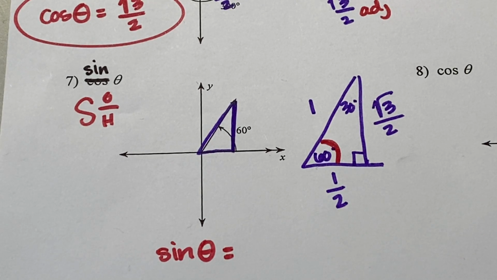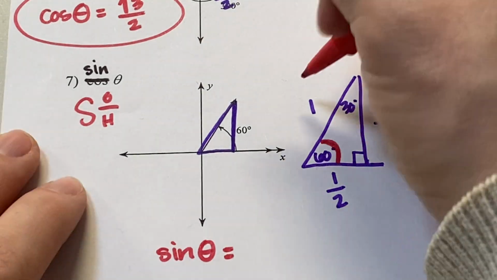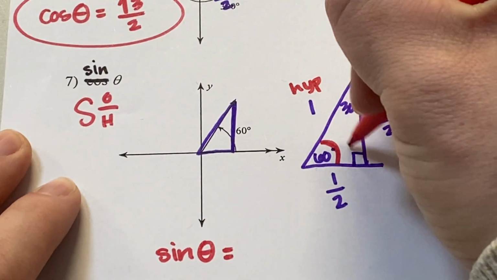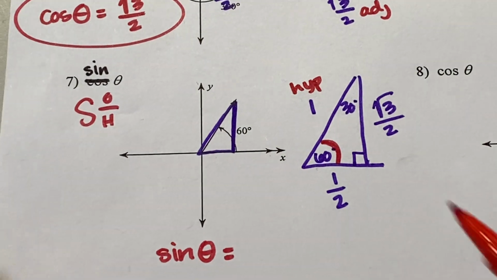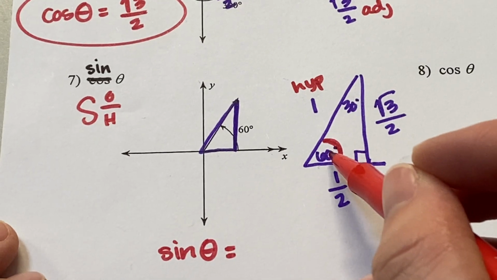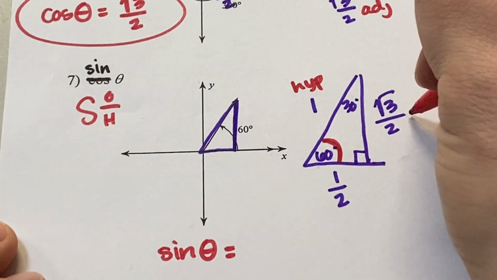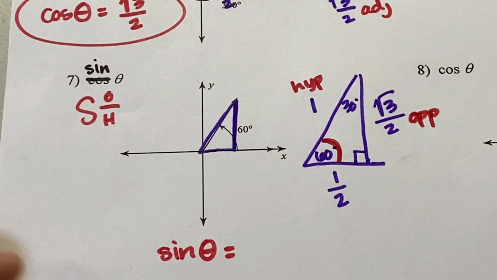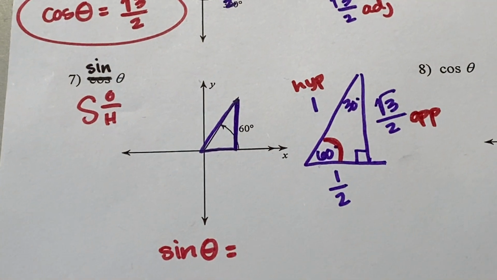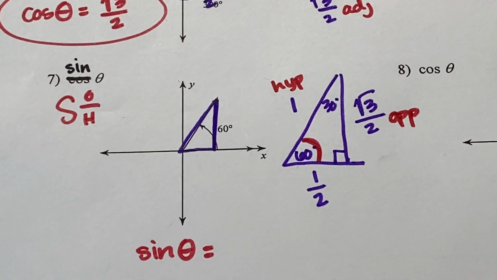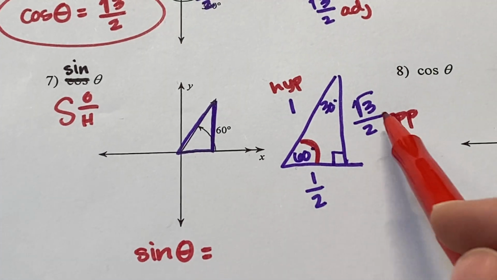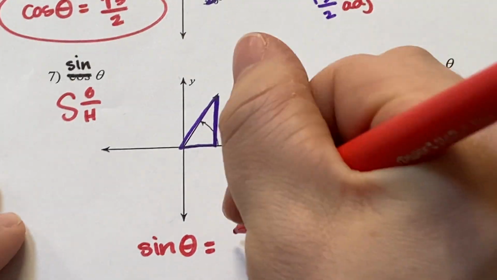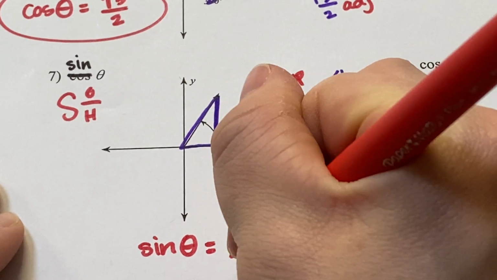One half is the hypotenuse? One is the hypotenuse, right? Across from our right angle is always the hypotenuse. Which one's my opposite from where I'm standing? Root 3 over 2. Okay, so sine is opposite over hypotenuse, so root 3 over 2.